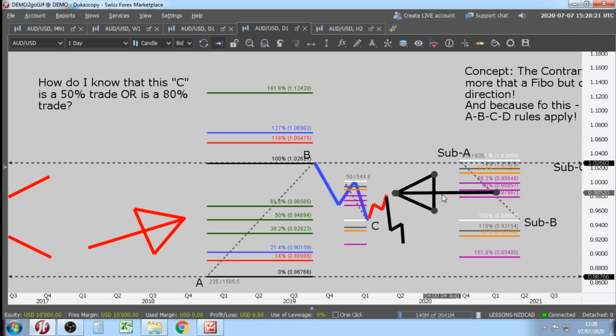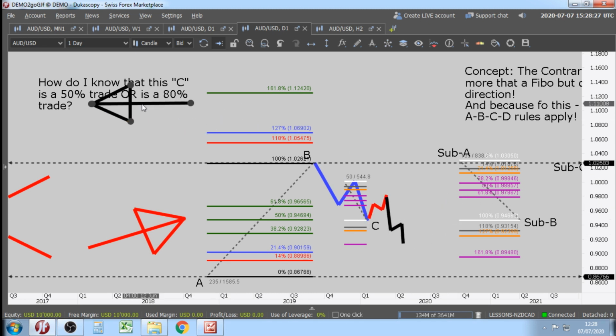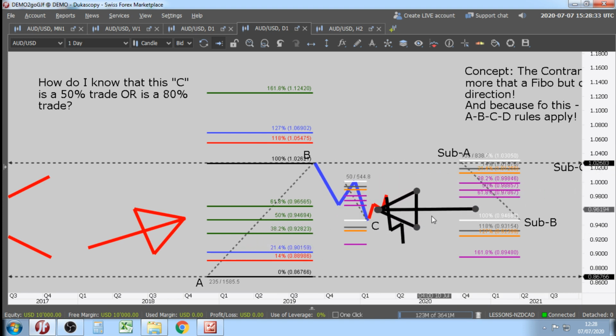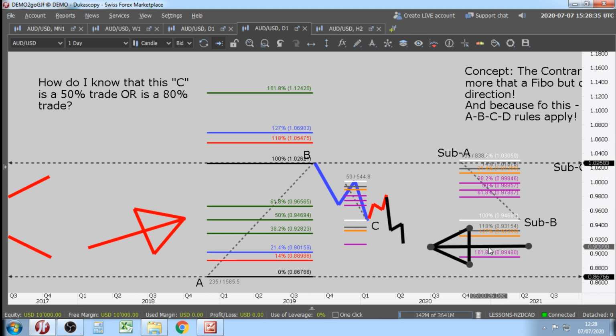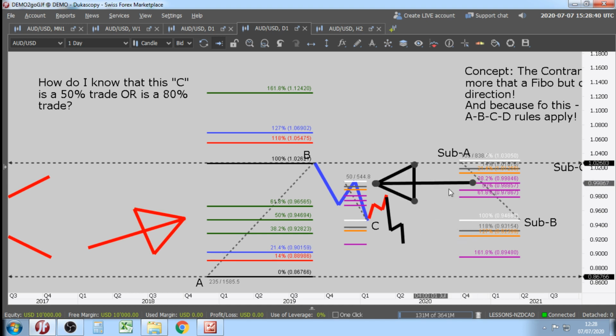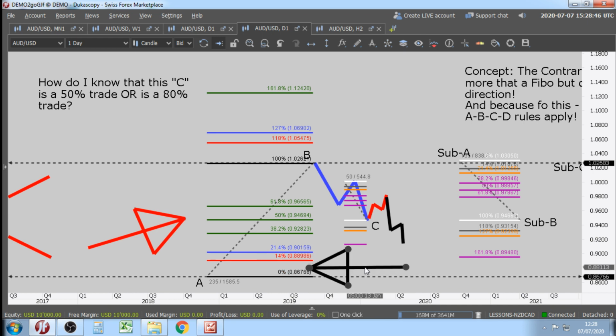Okay? So, if you enter here at the higher high, higher low, the red one, this is a 50% rate because the Contrarian Fibonacci can still push lower, hit its sub D extension, but this is not going to break or violate the A of the original Fibonacci. Okay?